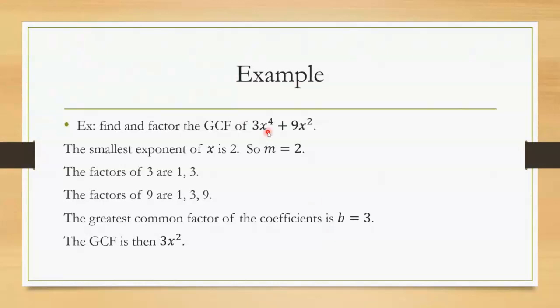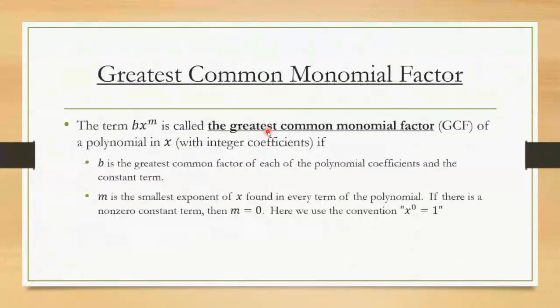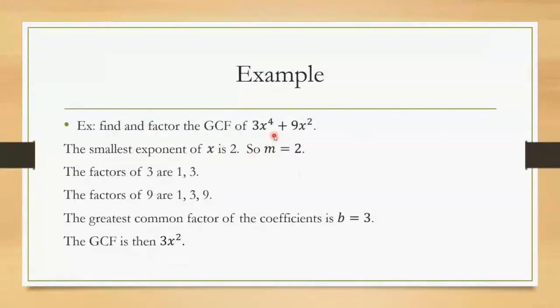So what we're going to do here is factor out the GCF. So if you remember, going back to this, b x to the m, m is the smallest exponent of x. And if there's a non-zero constant term, we could take m to be 0. Now here, we can see that the smallest exponent of x is 2, right? There's not a constant term here. So because of that, we take m to be 2. Okay, so m is 2.